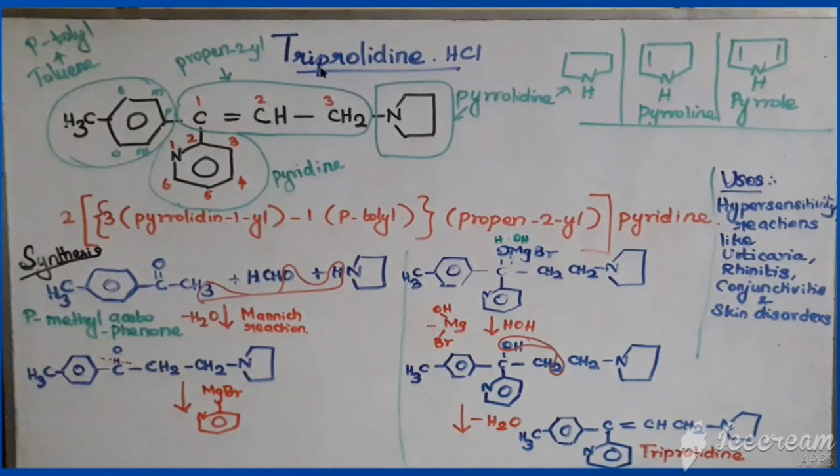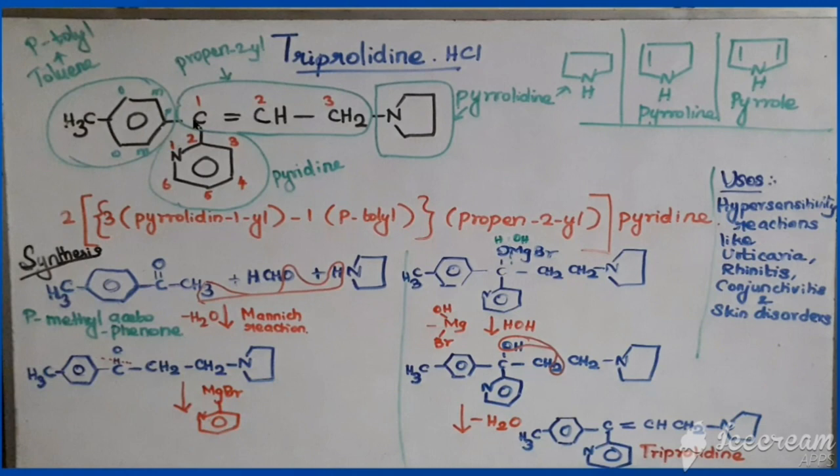Students, in this class we are going to see 5 more antihistamines. The first one is called triprolidine hydrochloride. This is the structure of triprolidine hydrochloride. So what is the parent here? That is called pyridine, and in the second position of pyridine, 2-propene is attached. So that's why it is called propen-2-yl.